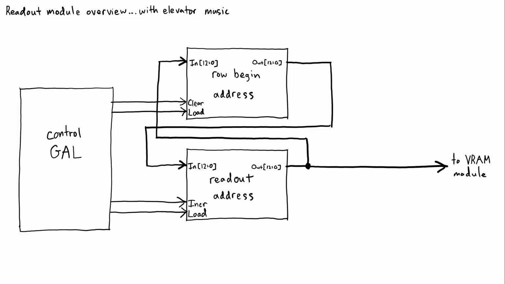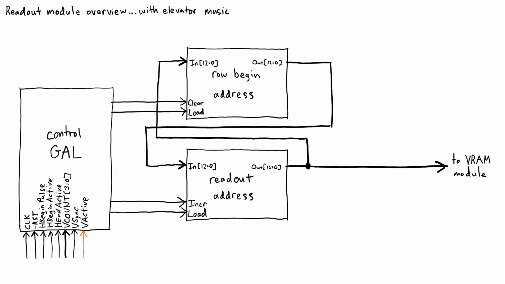The control signals for the row begin address register and the readout address register are generated by a GAL device. The inputs to the GAL are clock and reset, the H-sync pulse begin timing signal, the horizontal activity begin and end timing signals, the low 4 bits of the vertical count, which are used to determine when data needs to be transferred between the row begin address and readout address registers, the vertical sync signal, which is used as a simple means to reset the row begin address register before the beginning of a frame, and the vertical activity signal.